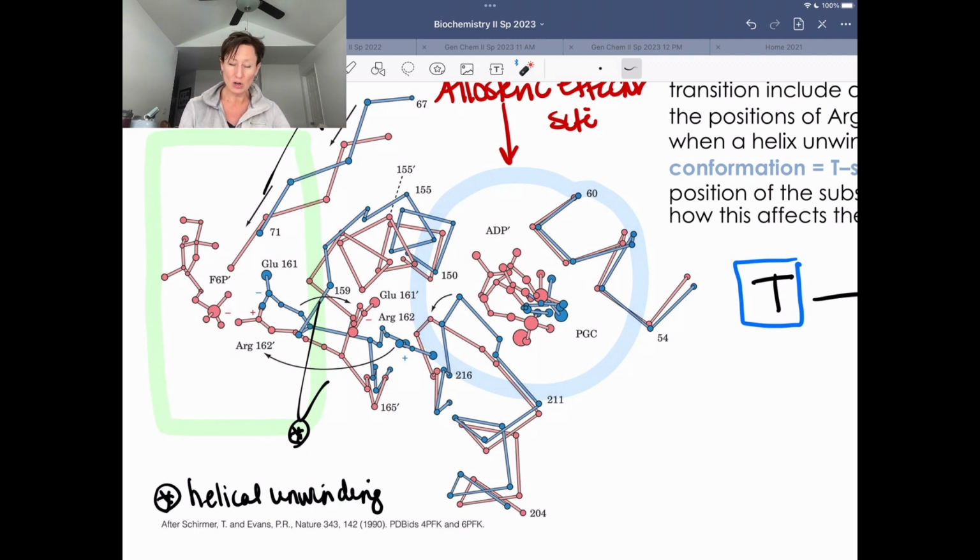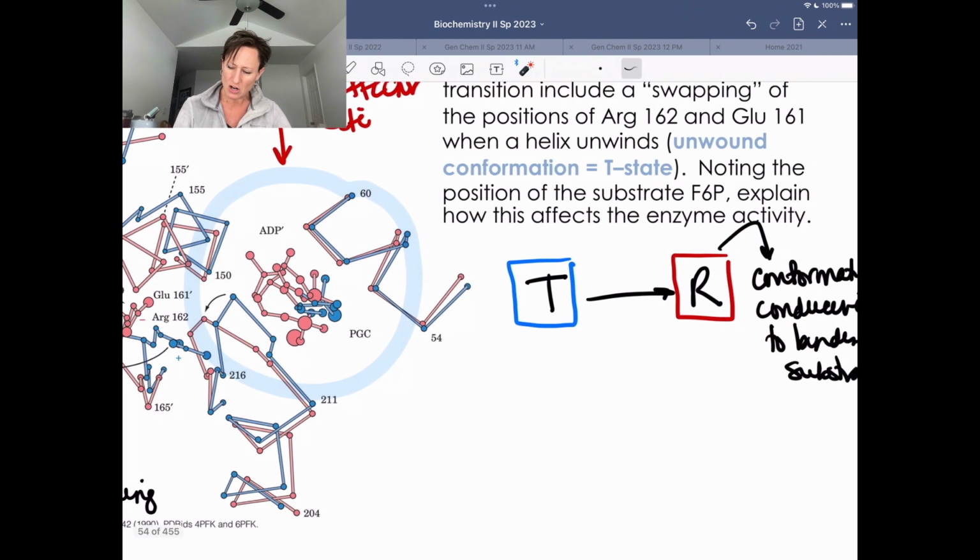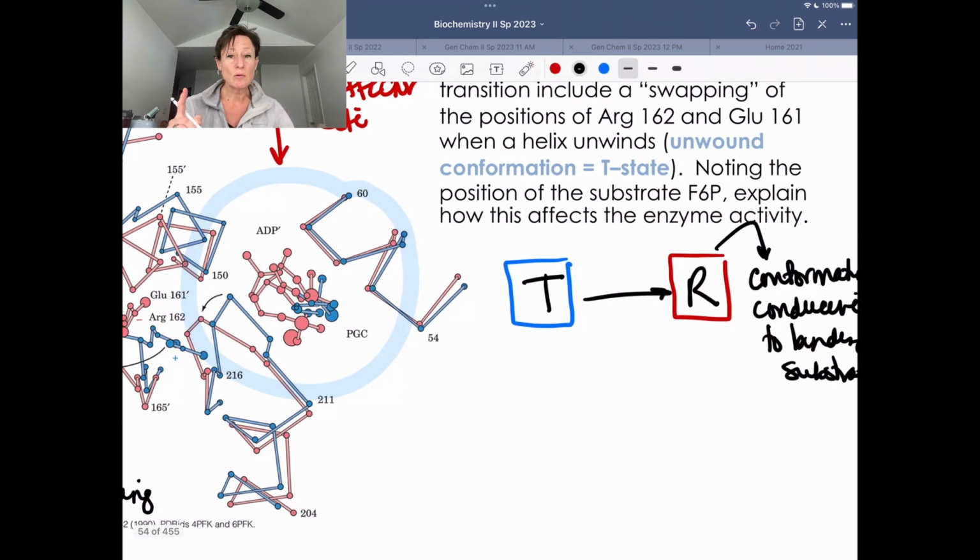And what's going to happen here with this helix that unwinds, we are really swapping out. Look over here in the enzyme active site, in that red T state structure, we have an arginine residue. But when we do this change in conformation, so again, from T state to R state, going from T to R, this is when we have this helical unwinding. So helical unwinding is what causes that T to R transition.